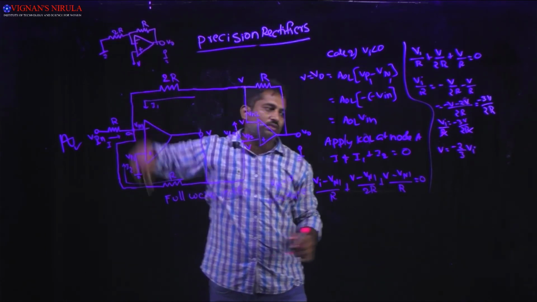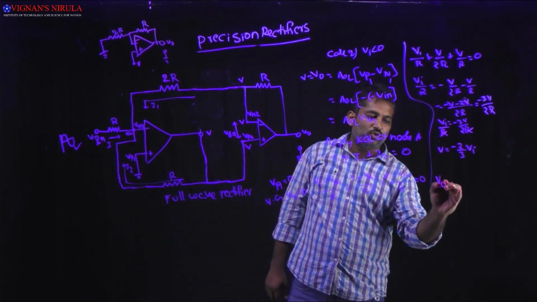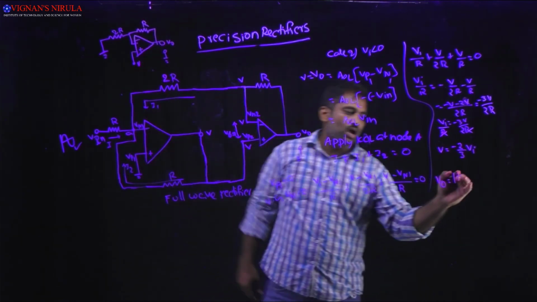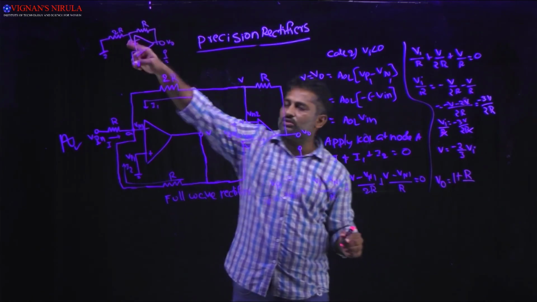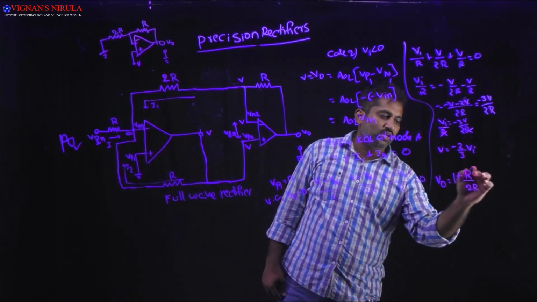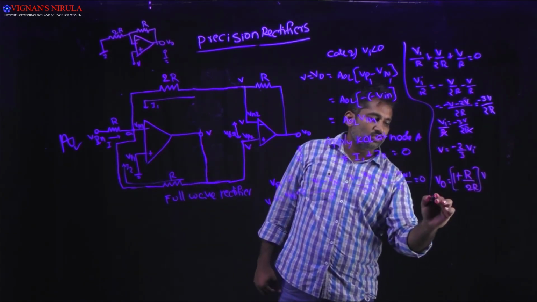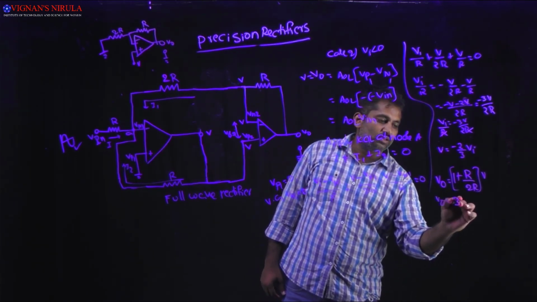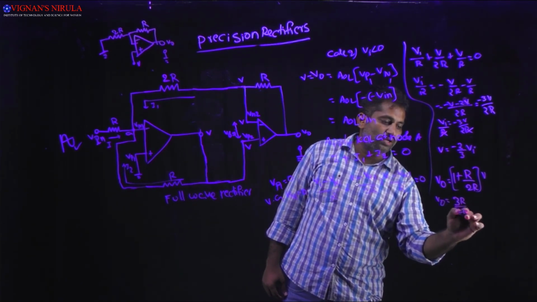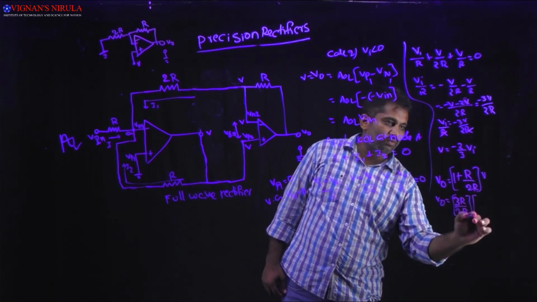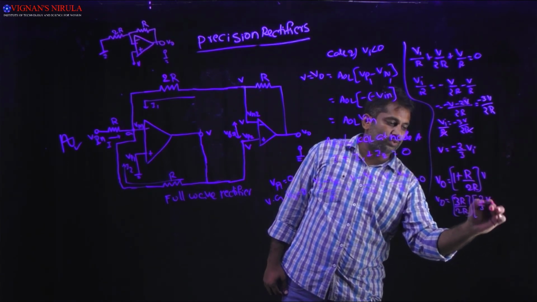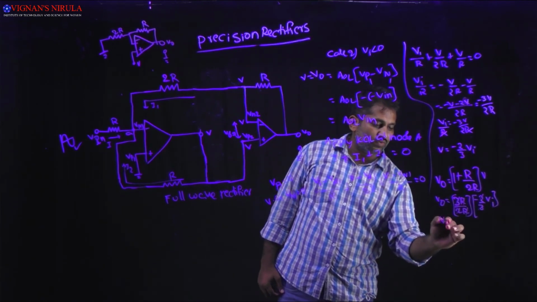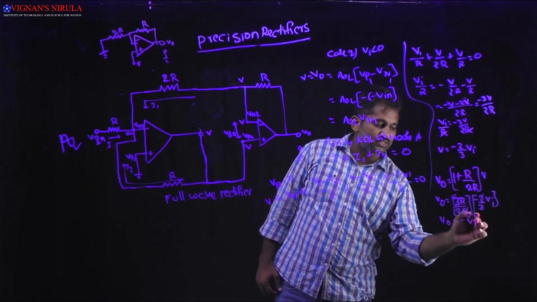For the non-inverting op-amp, the output voltage V naught is equal to 1 plus RF by R1 into V, which is the input voltage. Here RF means 2R and R1 means R. So we get V naught equal to 3R divided by R into V, where V is minus 2 by 3 into Vi. So the R's cancel, the 2 and 3 cancel, and we get V naught equal to minus Vi.